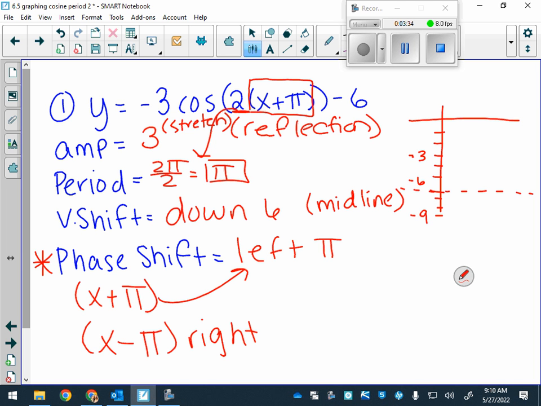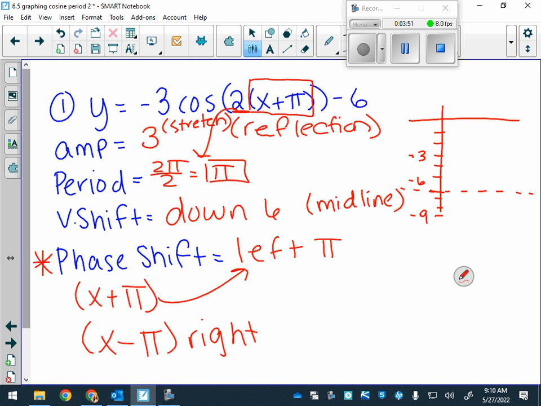Okay, so yes, it is a negative cosine graph. We will start at -9, but you're still hitting this midline along the way. Okay, it just moves that whole graph down. All right, any questions on this? Okay, any questions on the homework?